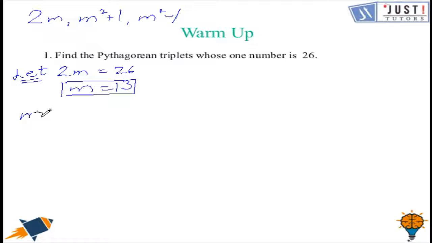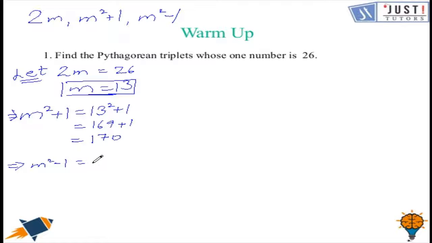Now m square plus 1, putting the value of m in this, we get 13 square add 1, that is 169, add 1, which gives us 170. This is the second Pythagorean triplet. For the third, we use m square minus 1, substituting the value of m, 169 take away 1 gives us 168. So the Pythagorean triplets we are looking for can be 26, 168 and 170.